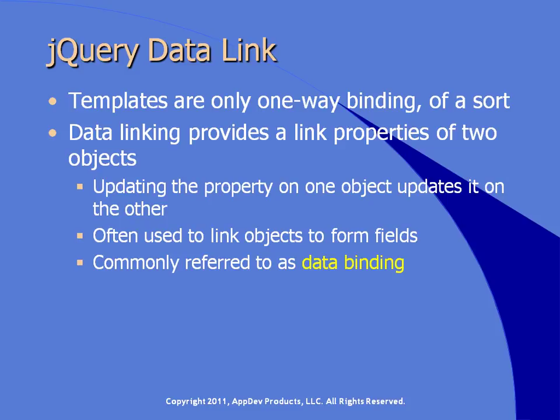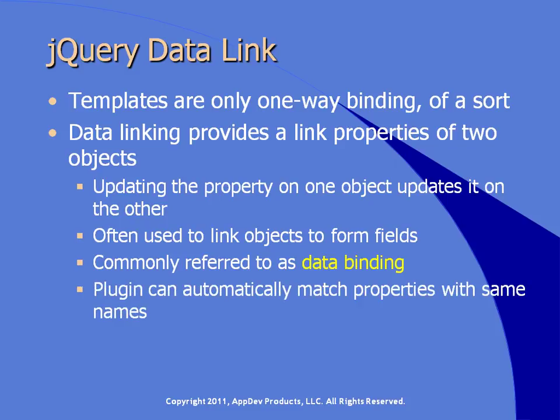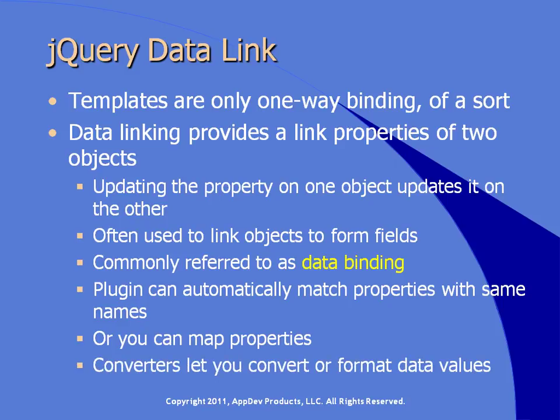If the names of the properties of the two objects are the same, such as if a form's input elements have name attributes with values that are the same as the object you want to link to, data linking can automatically set up all of the links for you. Or you can specify a mapping between the two objects' properties, whatever works best for you. The plugin also supports converters, letting you define a function that automatically performs conversion or formatting when you need to modify the property value as it's updated on the other object. There's a lot of flexibility that's built into the data link plugin.